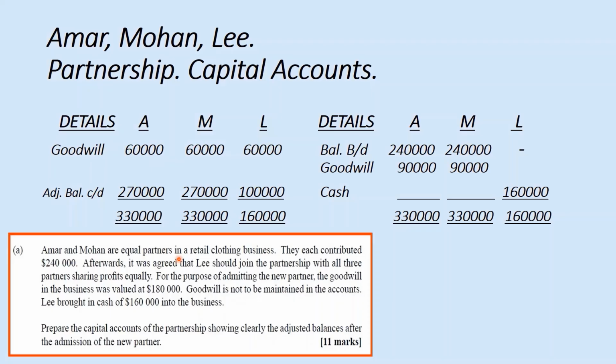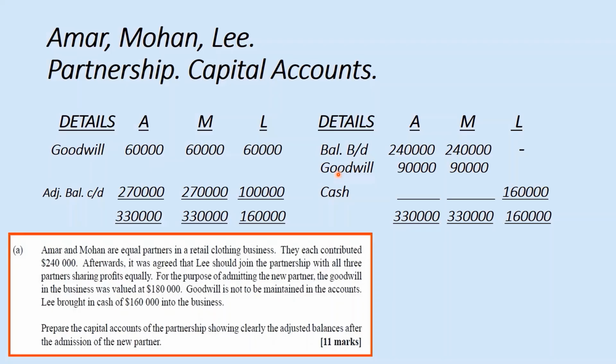Okay, now this here is the partnership account. I've done it already. I'll go through it with you bit by bit. Amar Mohan Lee partnership capital account. This side here is the debit side, and this side here is the credit side. The balance brought down is 240,000 and 240,000 to Amar and Mohan. L is for Lee. Lee was not in the partnership at the beginning, so he does not have any capital here to bring down. So only Amar and Mohan.